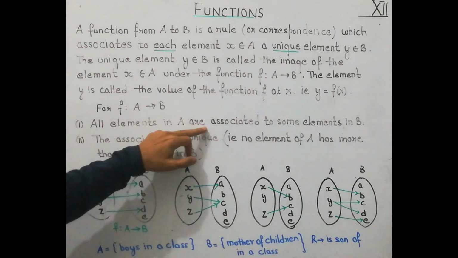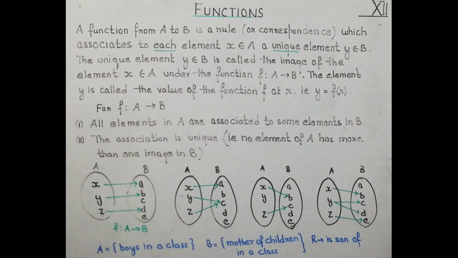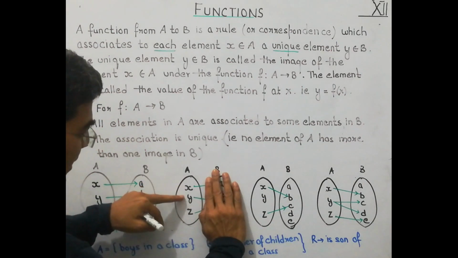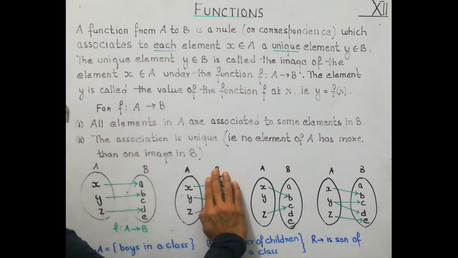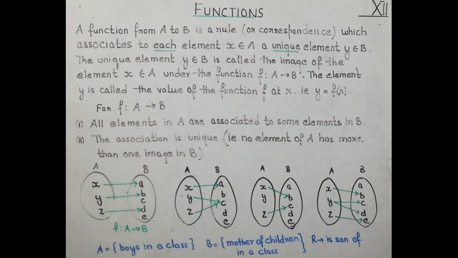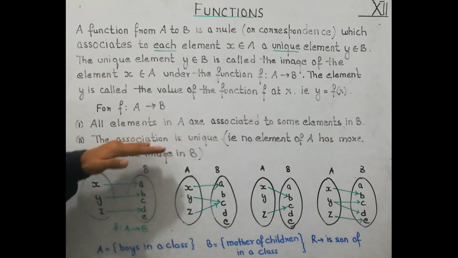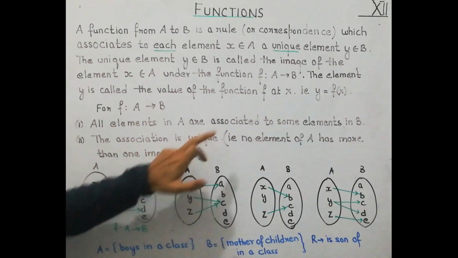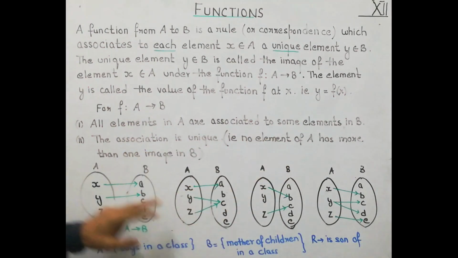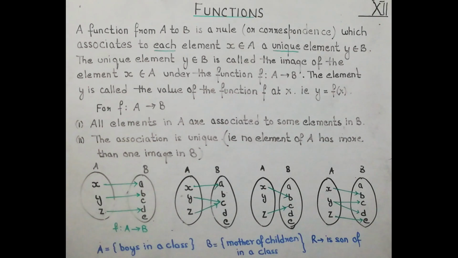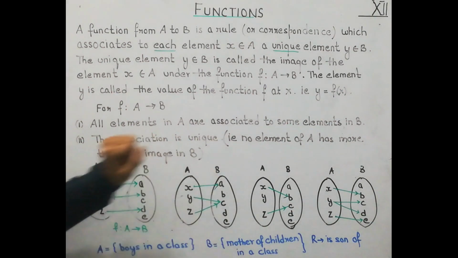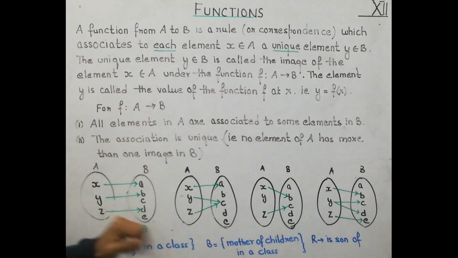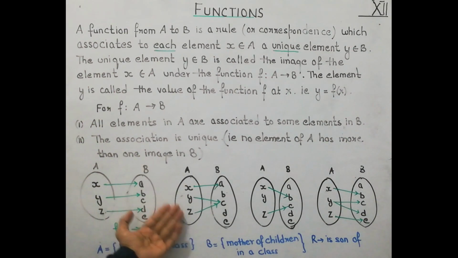All elements in A are associated to some elements in B. If you see over here, all the elements have been associated, so the first condition has been satisfied. The association is unique. What does this mean? No element of A has more than one image. X has only one image, Y has only one image, Z also has only one image. So these two conditions have been fulfilled, and again this relation is a function.